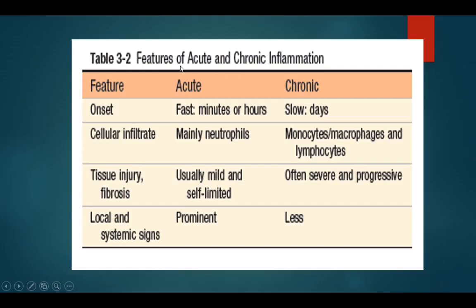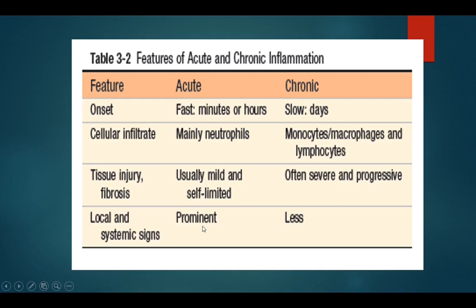So now let's come to features of acute and chronic inflammation. First see the onset. In acute it is minutes to hours, but in chronic it is slow and it takes days to generate. Cellular infiltrates are mainly neutrophils in acute inflammation, but in chronic, monocytes, macrophages and lymphocytes. Then tissue injury and fibrosis: in acute it is usually mild and self-limited, but in chronic it is severe and progressive. It will continue for a very long period and it's very severe. And local and systemic signs.